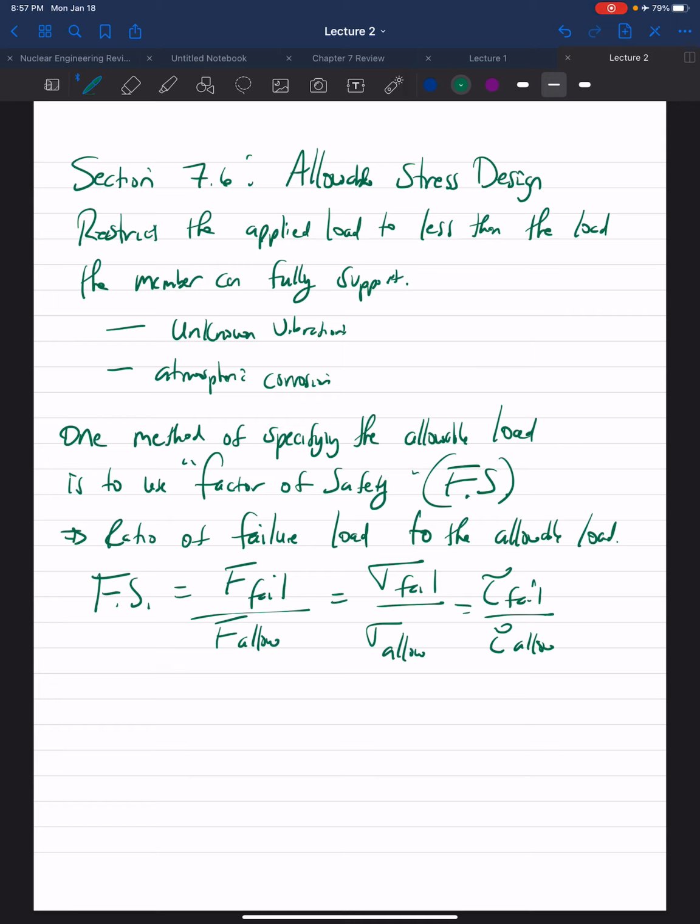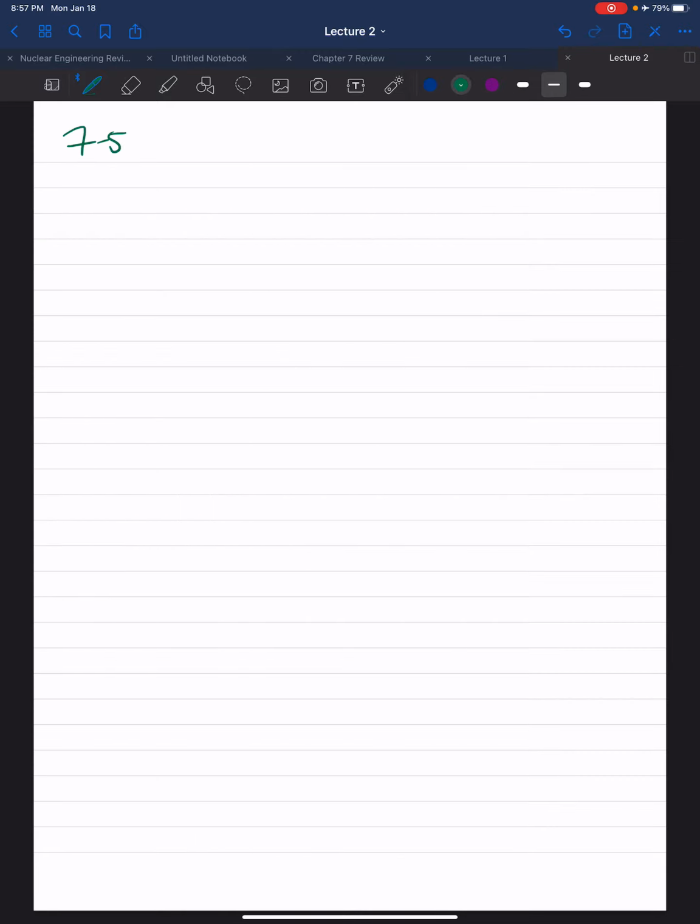So let's work out a few problems that take this concept into mind. Let's look at problem 7-58 in your text. This is on page 358. Okay, so this problem states, determine the size of the square bearing plates, A prime and B prime, required to support the loading.